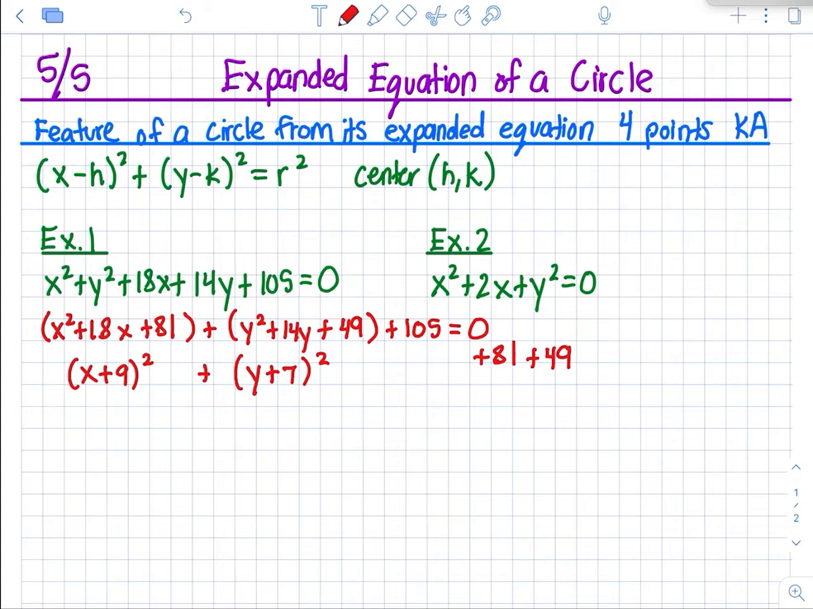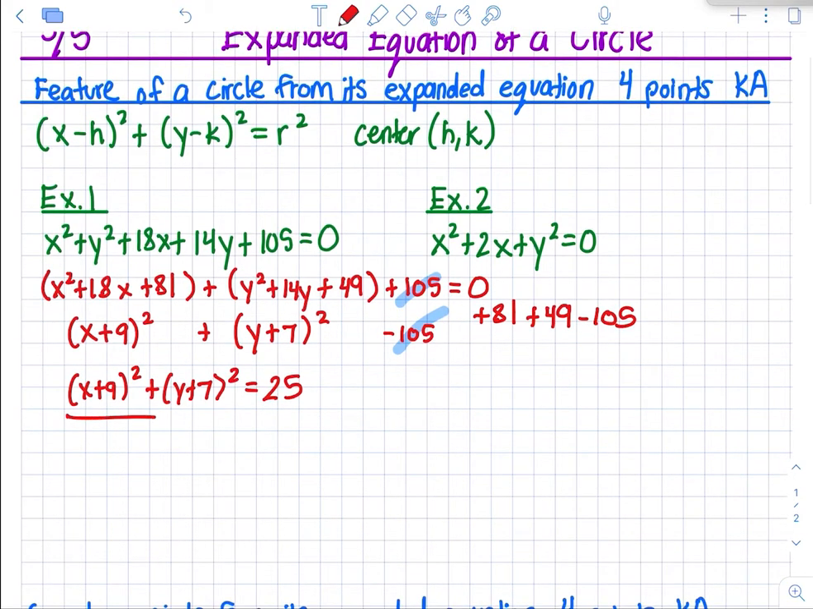And now all we have to do is get rid of this 105 and put it on the right hand side. So we just subtract 105 from both sides of the equal sign. Okay, so this is going to cancel. So now we have x plus 9 to the second plus y plus 7 to the second is equal to, now put this into your calculator, 81 plus 49 minus 105, and you should have gotten 25. So as you can see, this looks very similar to that right there.